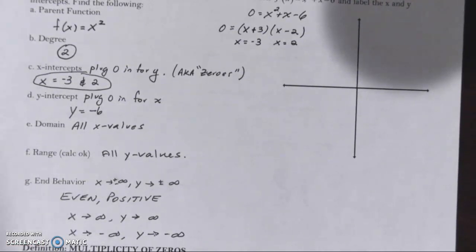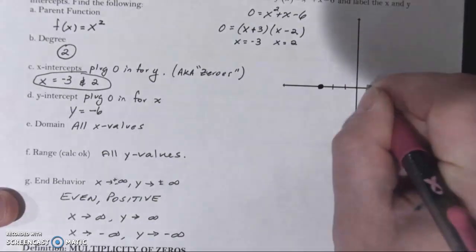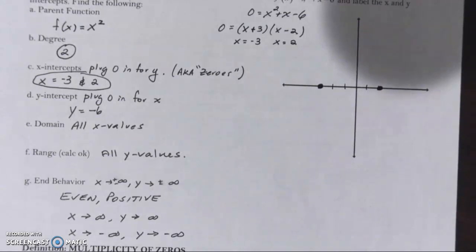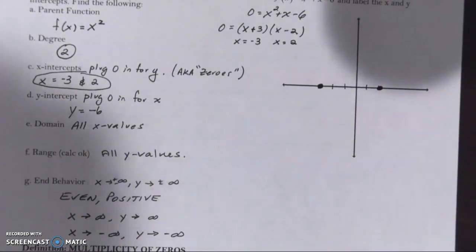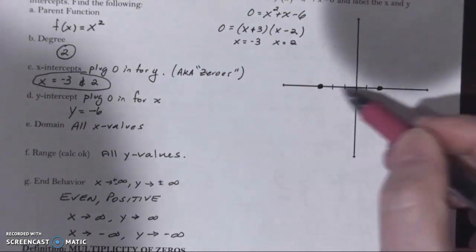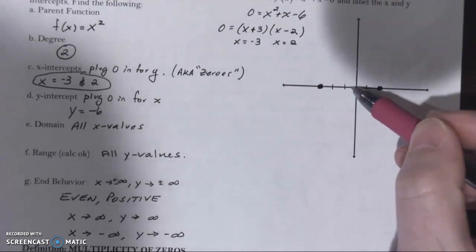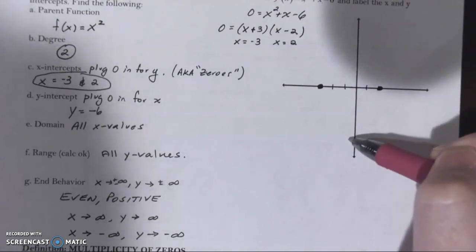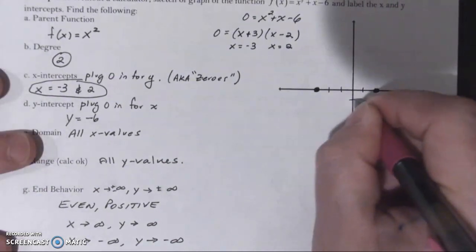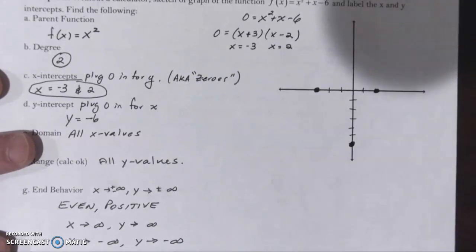Okay, so let's put our x-intercepts on first. 1, 2, negative 3, 1, 2. Now, just for the sake of talking about something you already know, the vertex will be in between these in terms of the x's. So the vertex will not be the y-intercept. It would be at x equals negative 0.5 and down here somewhere. Okay. The y-intercept is negative 6. 1, 2, 3, 4, 5, negative 6.